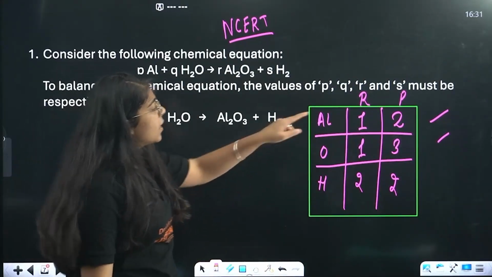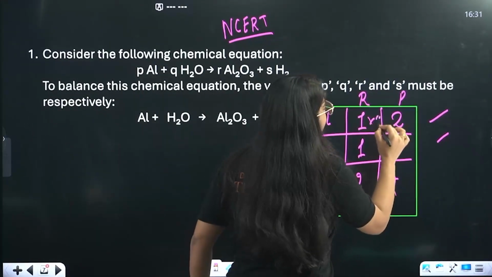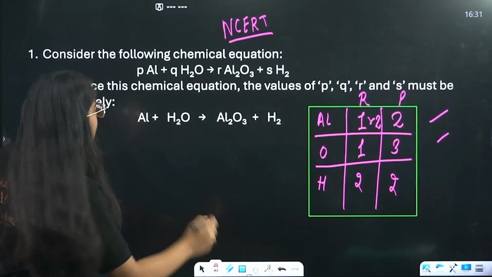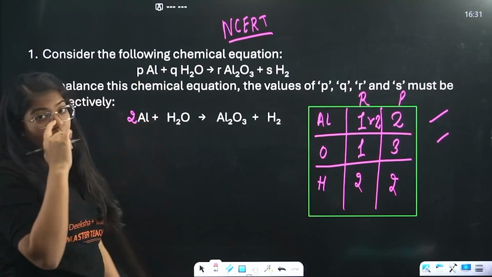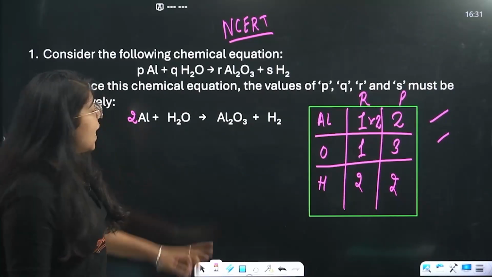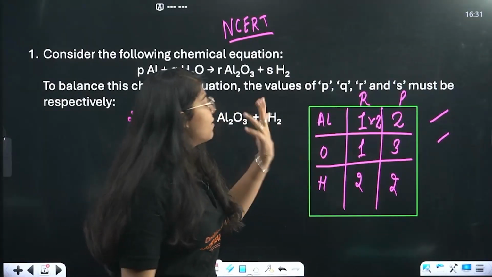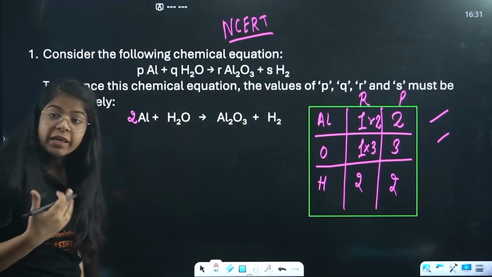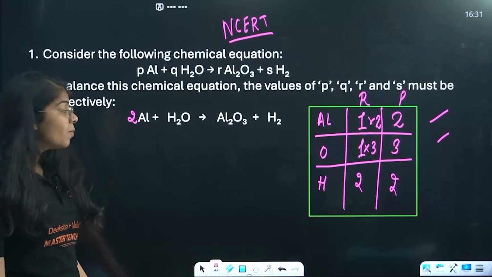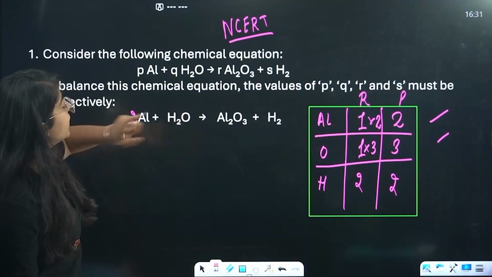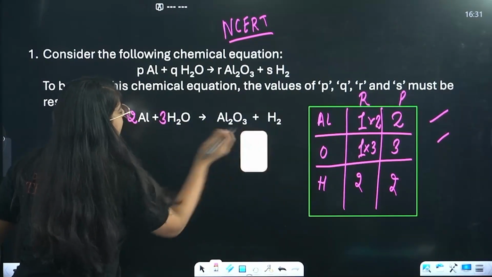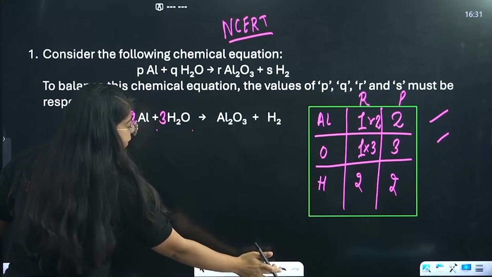Very simple. Here it is 1. If I multiply this 1 with 2, aluminium on reactant side will be 2, and on product side 2, it will be balanced. So here it will be 2 aluminium. Done. Then we have oxygen. If I multiply again this 1 with 3, the oxygen will become 3, and on the product side oxygen will also become 3, right? It's already 3 here, and if I multiply here with 3, it will become 3.